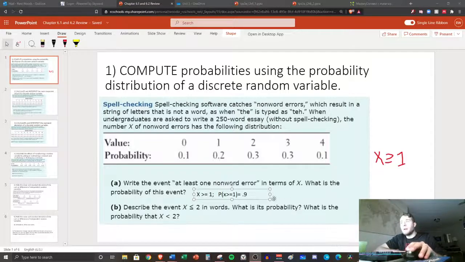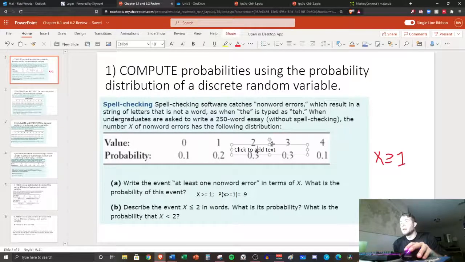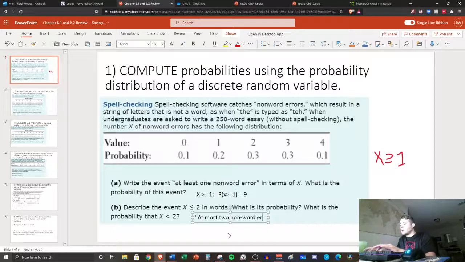So we look at the second part. Hopefully that wasn't too bad. So describe the event X less than or equal to 2 in words. So we're going to do another text box. You'll just write this out. Okay. So in words, this is at most 2 non-word errors. That's what that means in words.